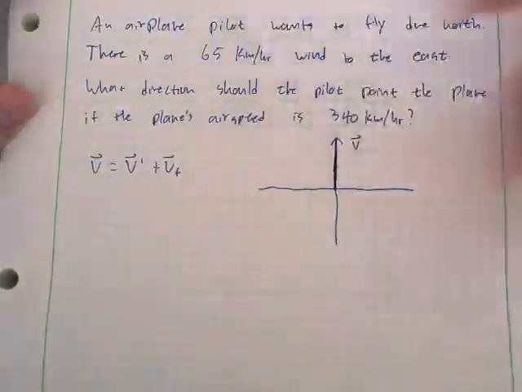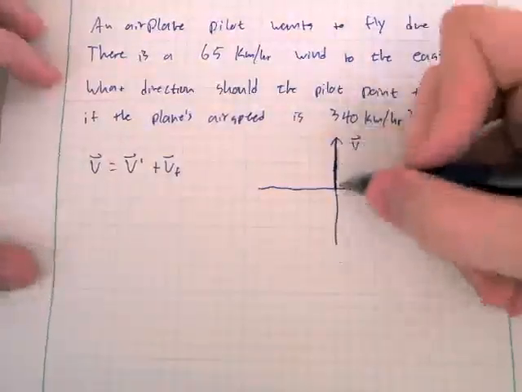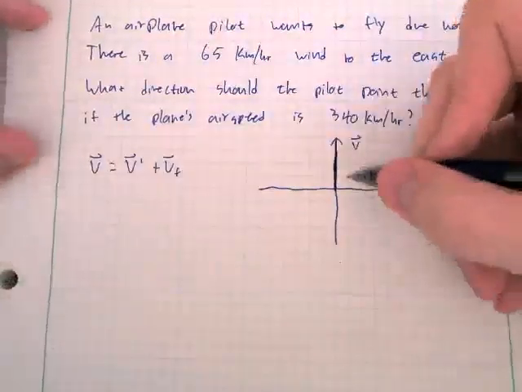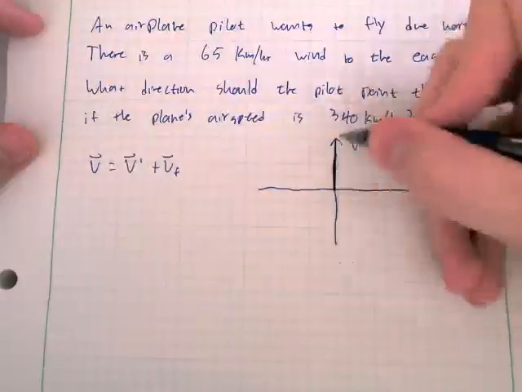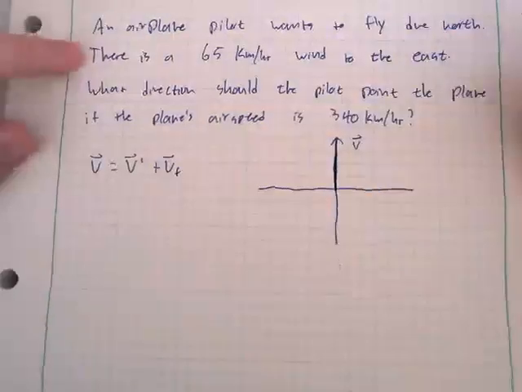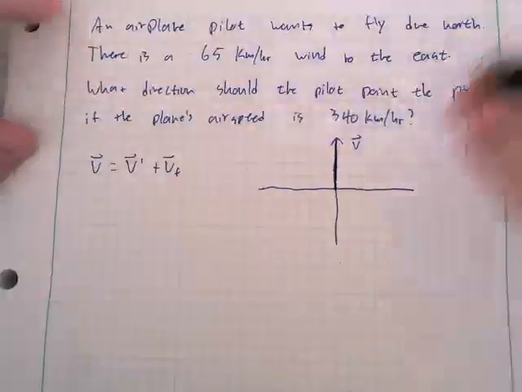We're trying to get it north. That's the whole goal of this. So we better set this direction north. I don't know what the length of this vector is, but I do know the direction. So we're going to say our velocity of the plane relative to the ground had better be pointed straight north. What else do I know? There is also going to be a 65 kilometer per hour wind to the east.